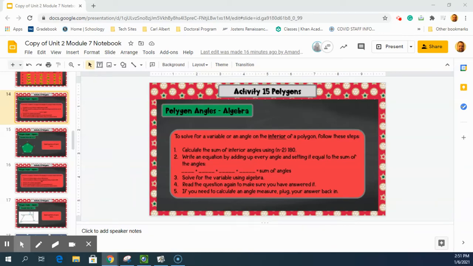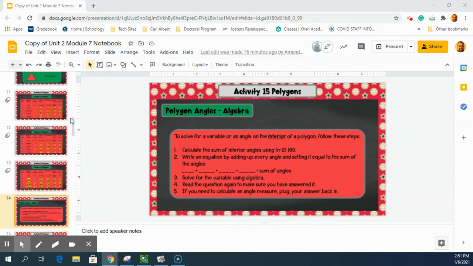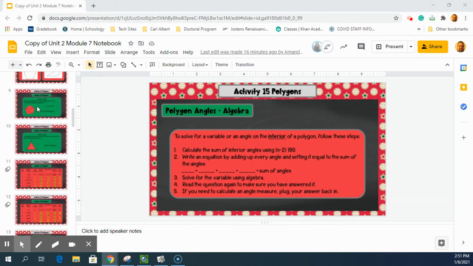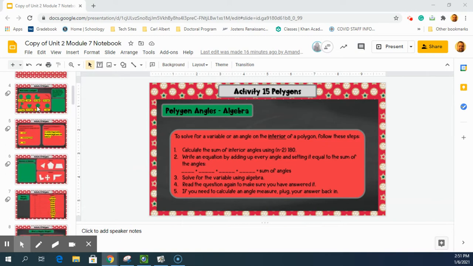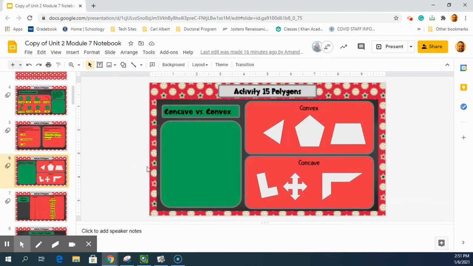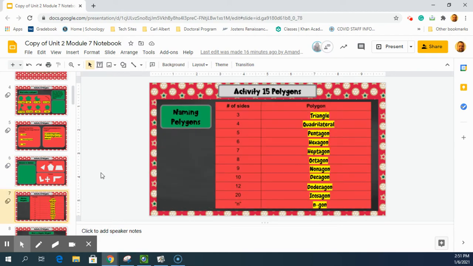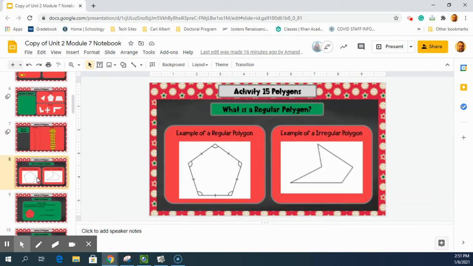Hey everyone, we're going to do part 2 of activity 15 on polygons. The other day we talked about how to classify polygons. We looked at whether or not they are convex or concave. That's one way to classify polygons. We talked about how to classify them by the number of sides and naming them. And then we talked about how polygons are regular or irregular.